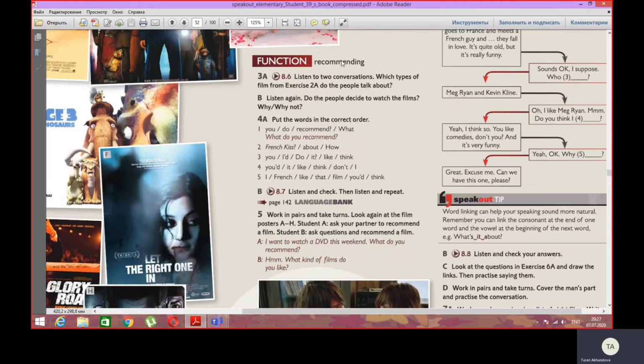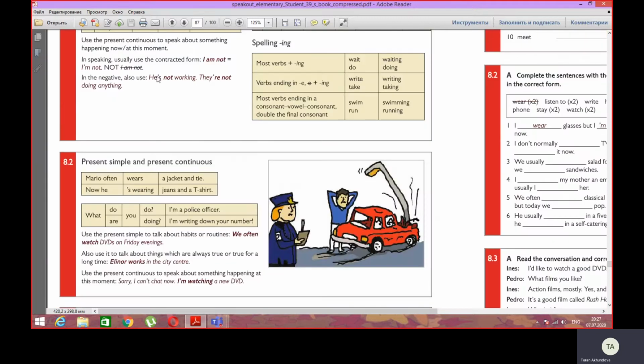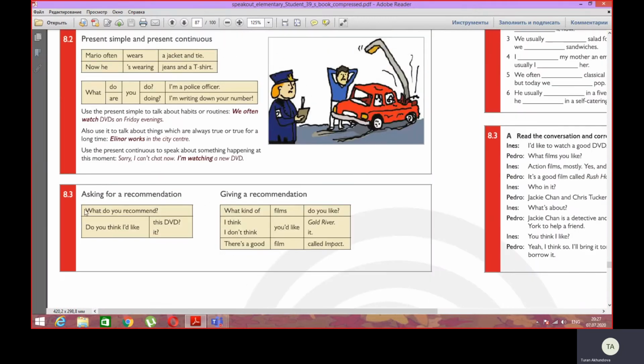Okay, let's continue. Function: recommending. Let's have a look at our language bank. Here we can see asking for a recommendation and giving a recommendation. Asking for a recommendation: What do you recommend? Do you think I'd like this DVD? Do you think I'd like it? Giving a recommendation: What kind of films do you like? I think you'd like Gold River. I don't think you'd like it. There's a good film called Impact. So, asking for a recommendation, giving a recommendation.